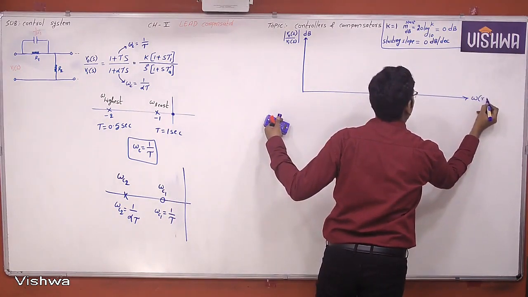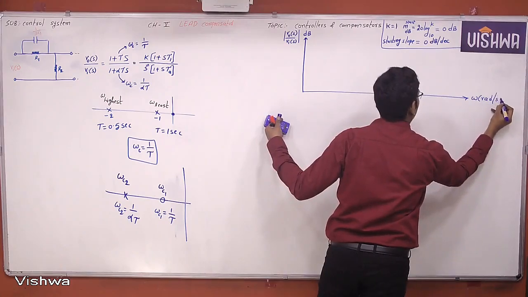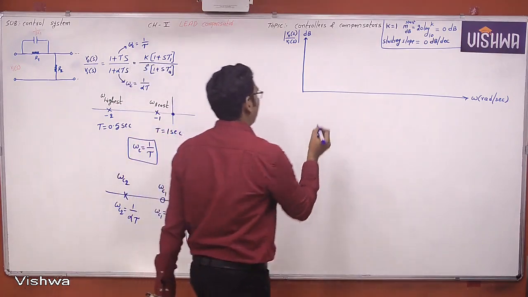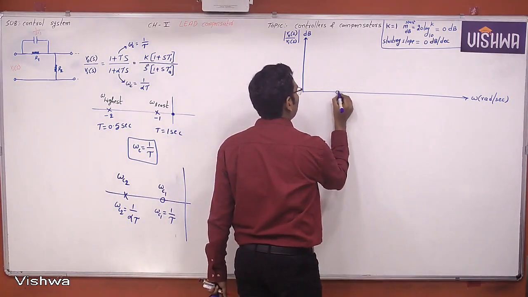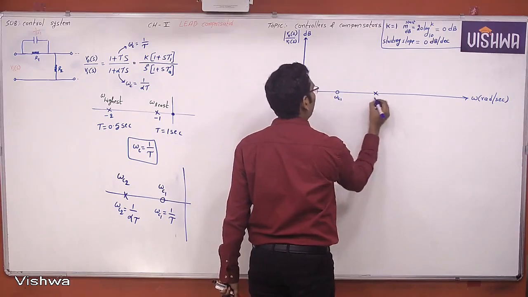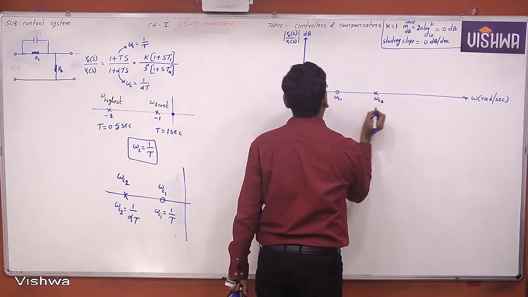Frequencies. Write the corner frequencies in ascending order. The first corner frequency belongs to the zero. The second corner frequency belongs to the pole. This is omega C1. This is omega C2.